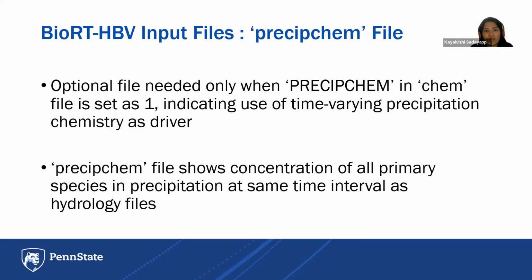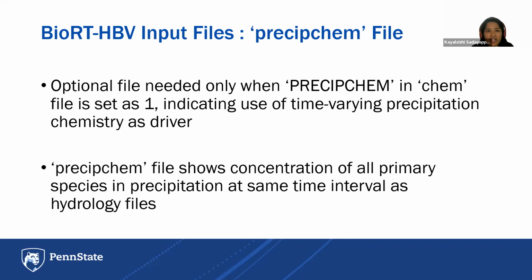Moving on, let's talk about precipchem file now. So not all sites have precipitation chemistry. However, few sites like the ones near the National Atmospheric Deposition Network do have precipitation chemistry data. And if your site is one of them and you want to use time varying precipitation chemistry as a driver, then you can use precipchem file. To do so, first you need to change the settings in chem file. You need to specify precipchem parameter as 1 in chem file. Then you also should provide the precipchem file.